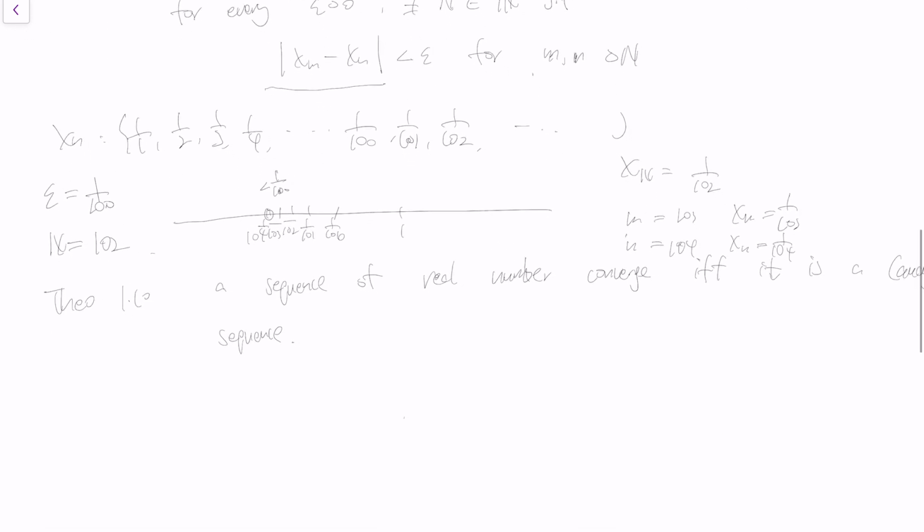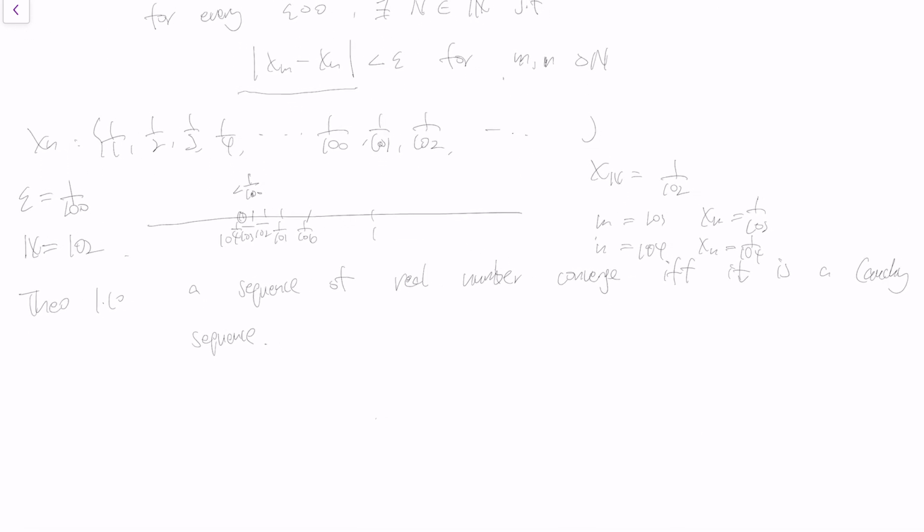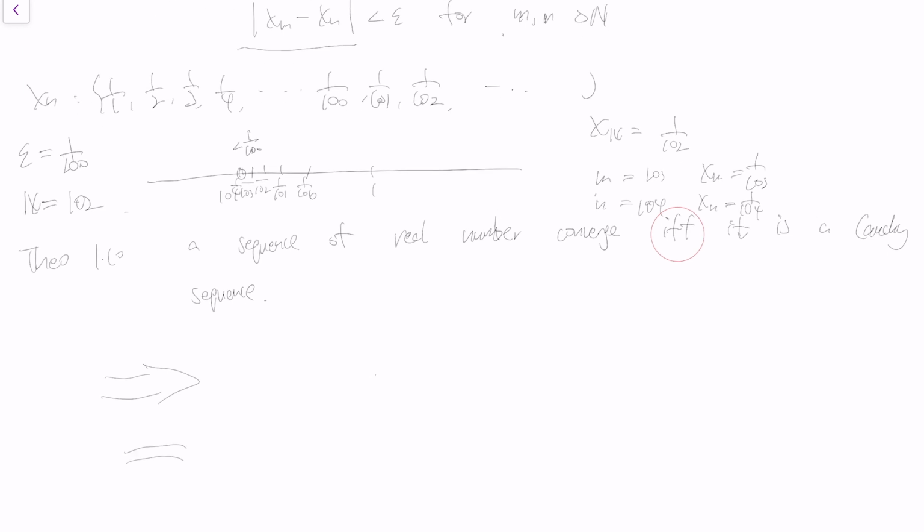And let's actually look at this theorem here. A sequence of real numbers converges if and only if it is a Cauchy sequence. We have to be careful of this if and only if statement. It is a combination of a forward implication and a backward implication. The forward implication is: if a sequence of real numbers converges, then it is a Cauchy sequence. And the backward means if a sequence is a Cauchy sequence, then that sequence converges.